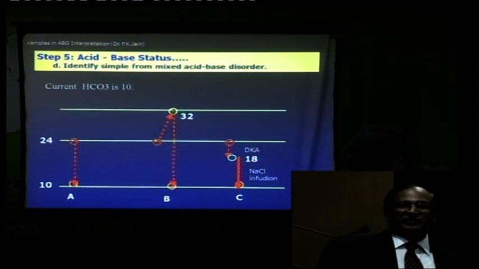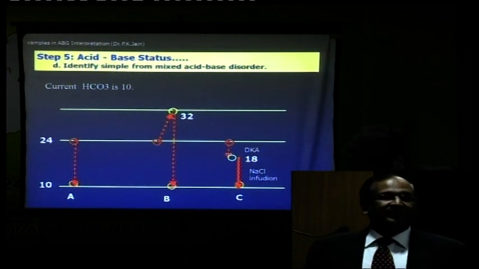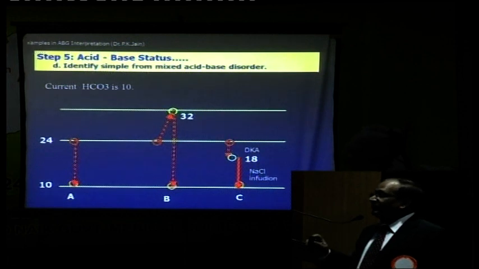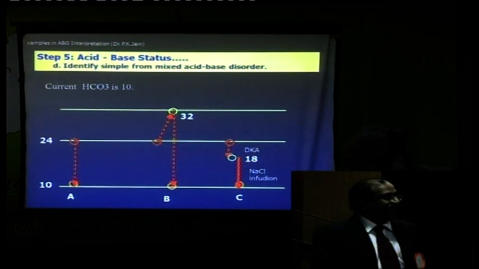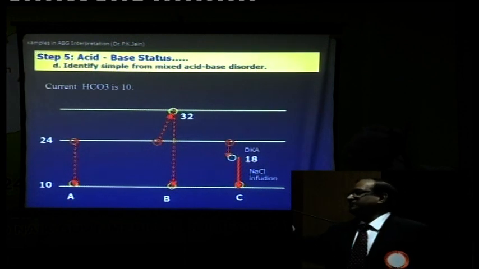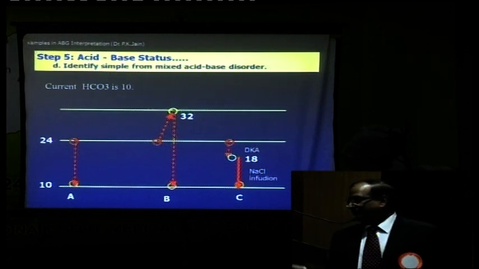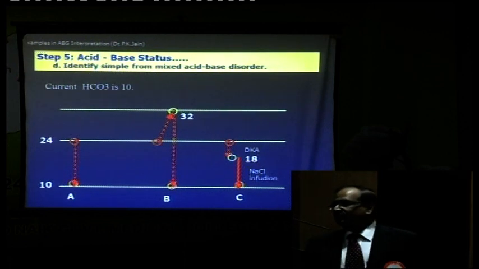You do this only when you have a high anion gap. How can you find out which group it is? If I could somehow go back in time and find out the value just before 10, if it was 24, there is no disorder. More than 24 is hidden metabolic acidosis. Less than 24 is normal anemia.